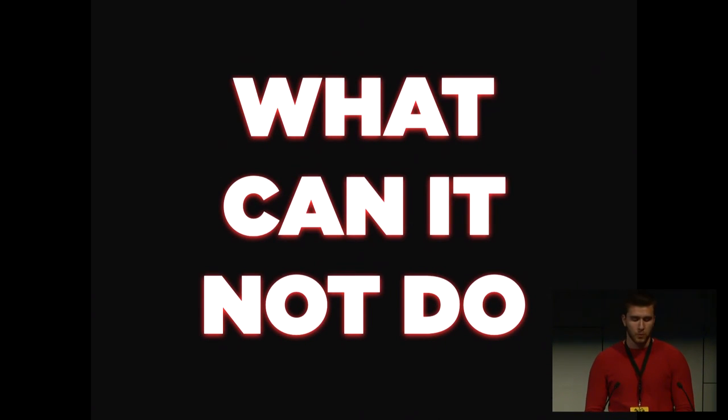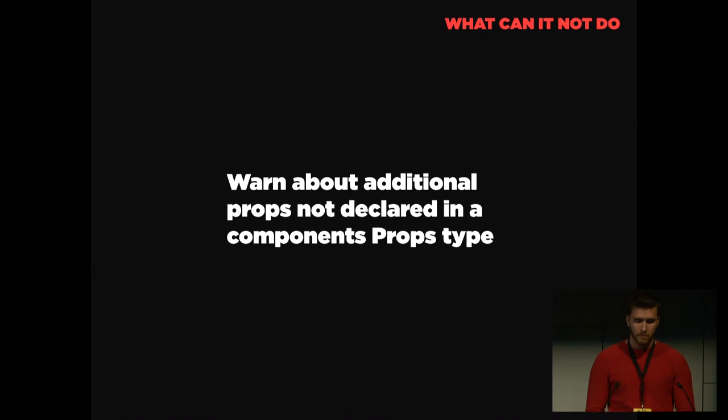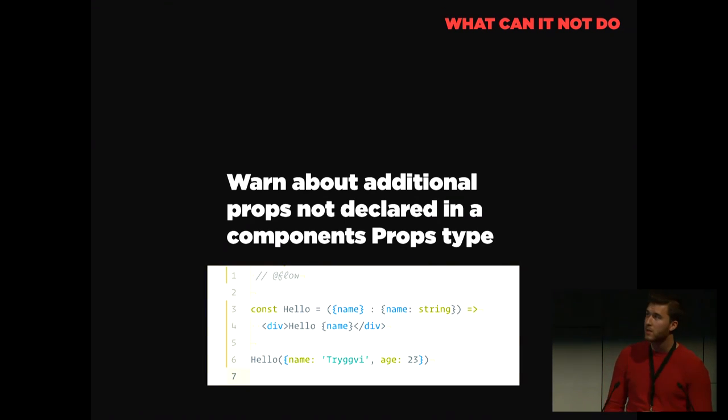So what can't it do? This section is pretty short and pretty specific. It can't warn about additional properties declared on a component's prop type. This is an example of what I'm talking about. We have a hello component, which only has one prop, name. And if we invoke it with another property like age, we don't get an error at all.